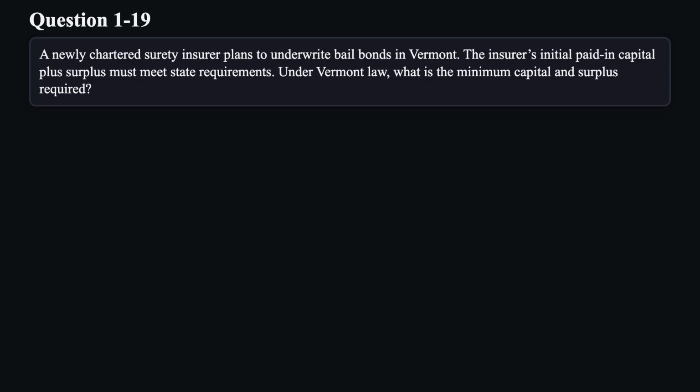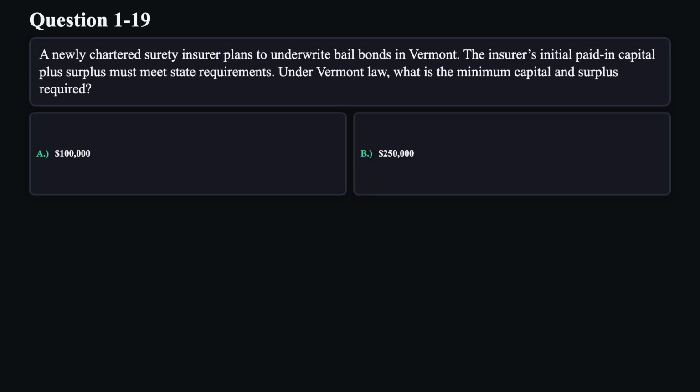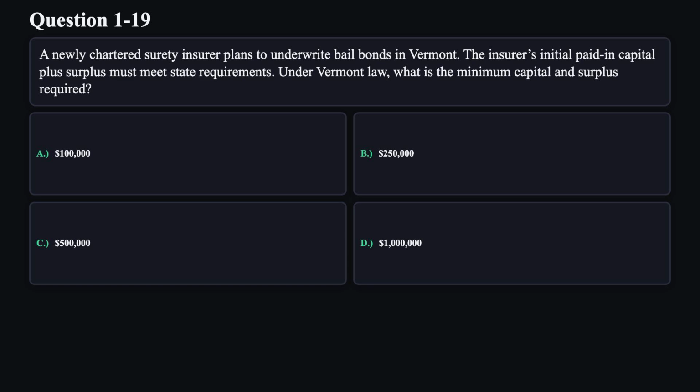Question 19. A newly chartered surety insurer plans to underwrite bail bonds in Vermont. The insurer's initial paid-in capital plus surplus must meet state requirements. Under Vermont law, what is the minimum capital and surplus required? A. $100,000. B. $250,000. C. $500,000. D. $1 million.